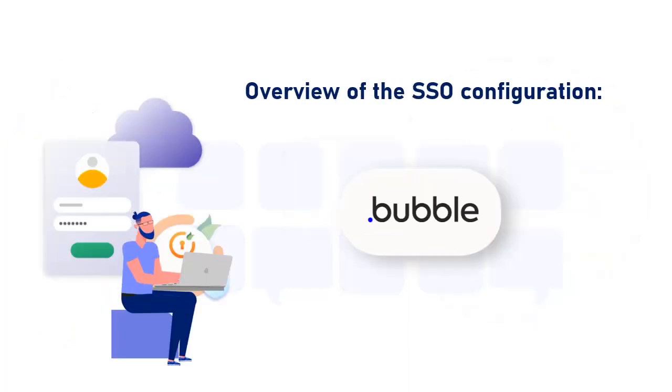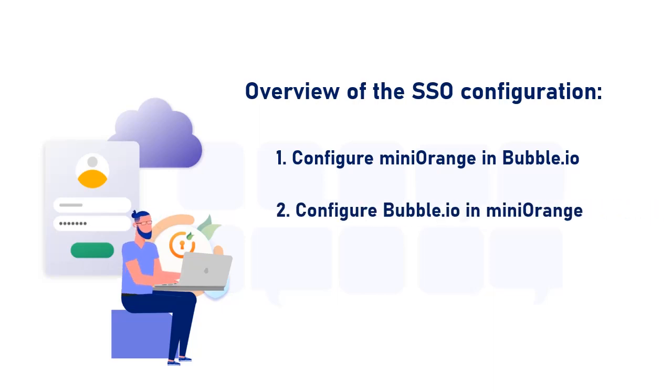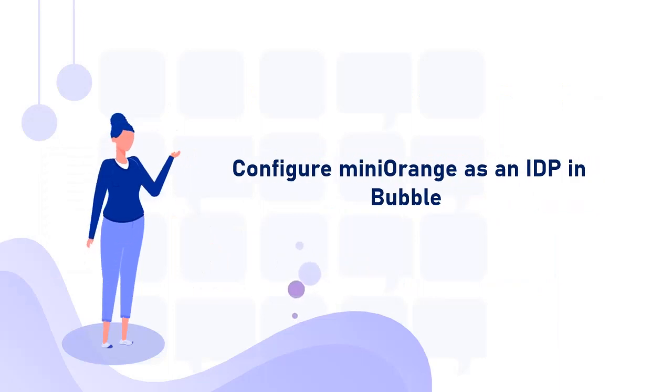There are three major steps that we'll be setting up to enable SSO for Bubble. First, configure miniOrange in Bubble.io, then configure Bubble in miniOrange, and at last, test the Bubble SSO login. Now let's go ahead and configure miniOrange as an IDP in Bubble.